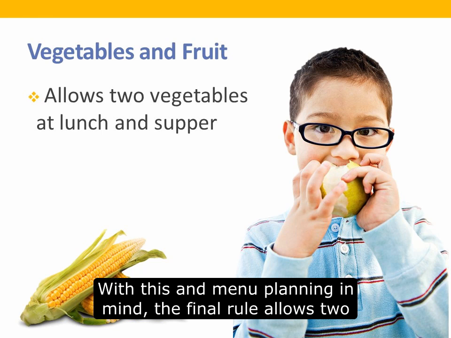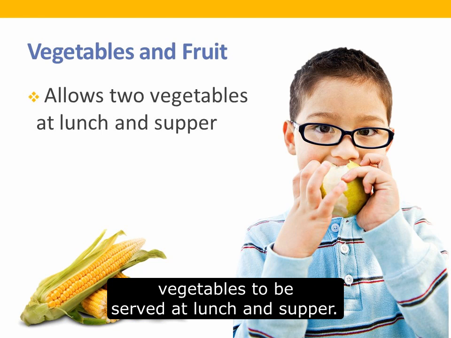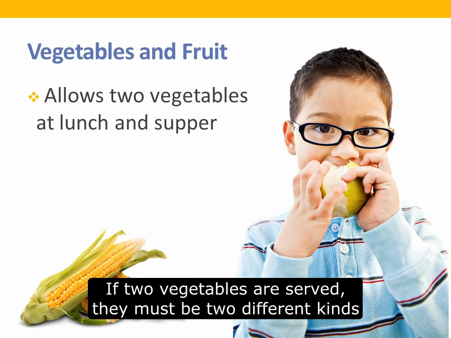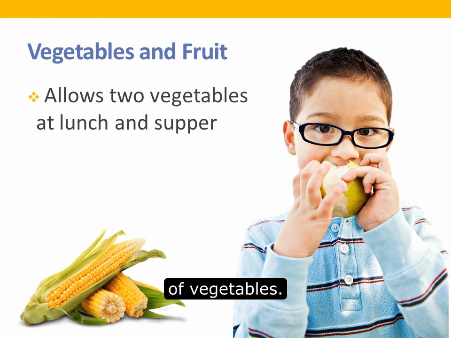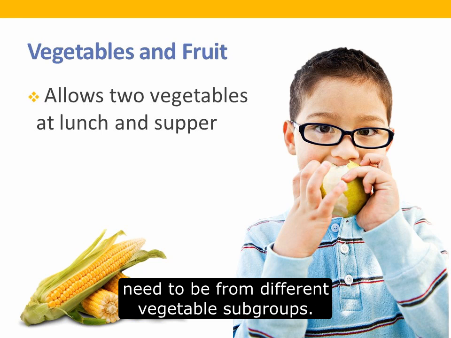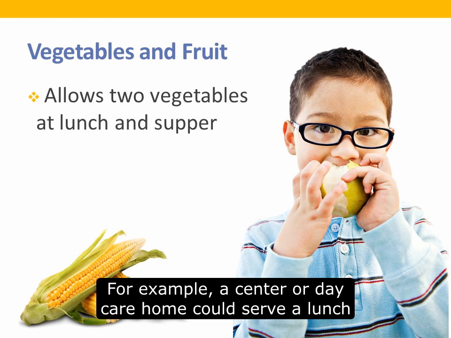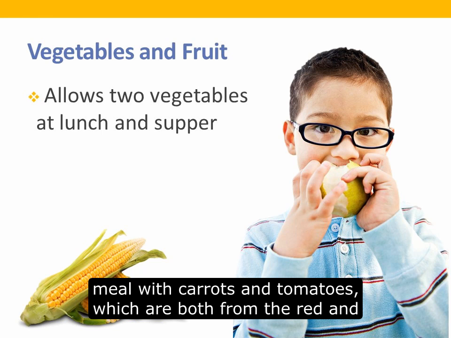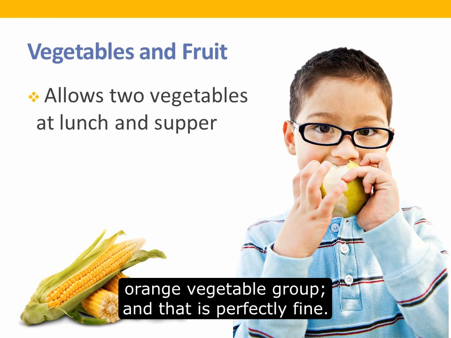With this and menu planning in mind, the final rule allows 2 vegetables to be served at lunch and supper. If 2 vegetables are served, they must be 2 different kinds of vegetables. So it could be broccoli and green beans, but they do not need to be from different vegetable subgroups. For example, a center or daycare home could serve a lunch meal with carrots and tomatoes, which are both from the red and orange vegetable group, and that is perfectly fine.